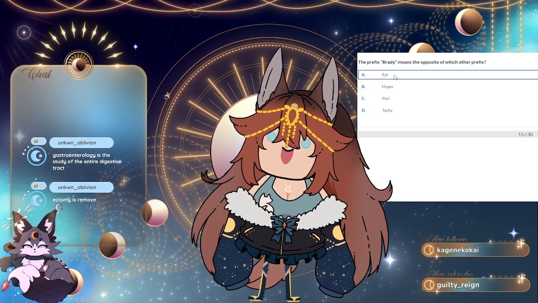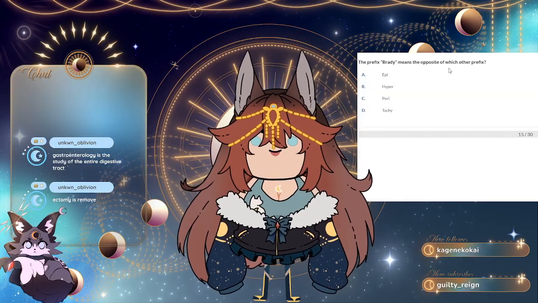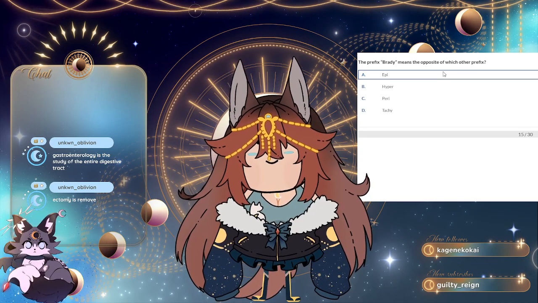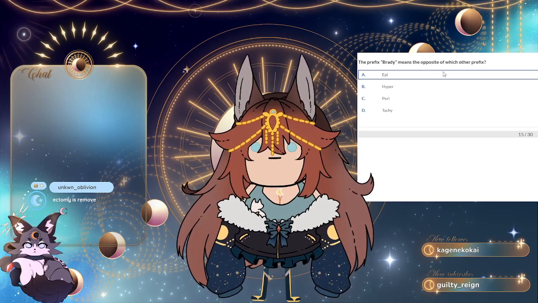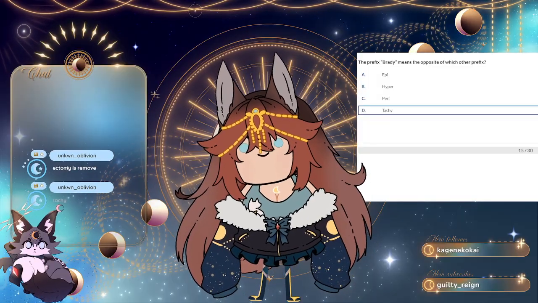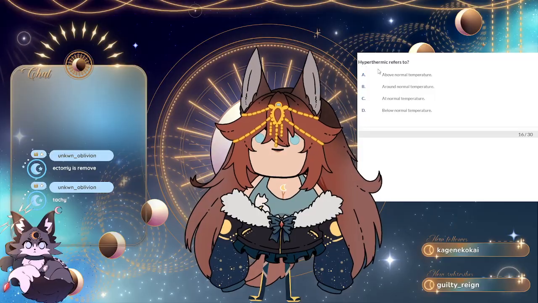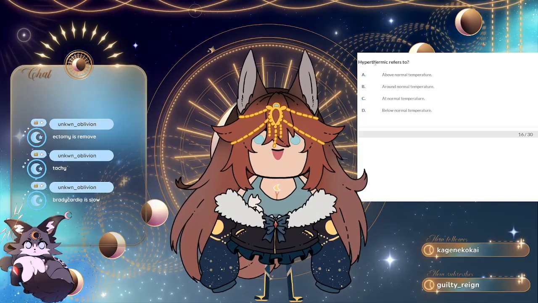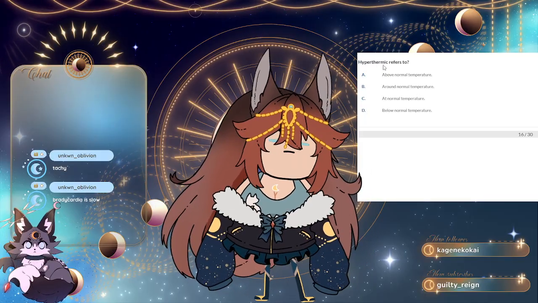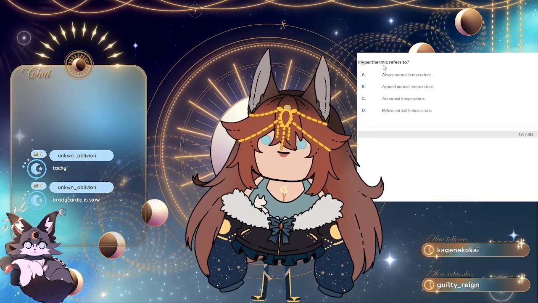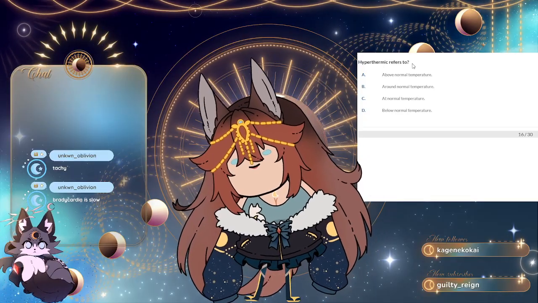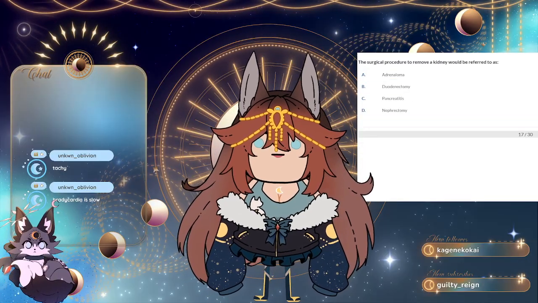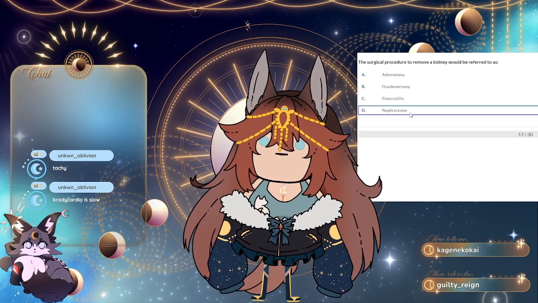The prefix brady means the opposite of which one? Is it supposed to be tachy? Tachycardia? Hypothermic refers to hyperthermic. Bradycardia, slow. Hyperthermic is the hot, above normal temperature. The surgical procedure to remove a kidney would be referred to as nephrectomy.